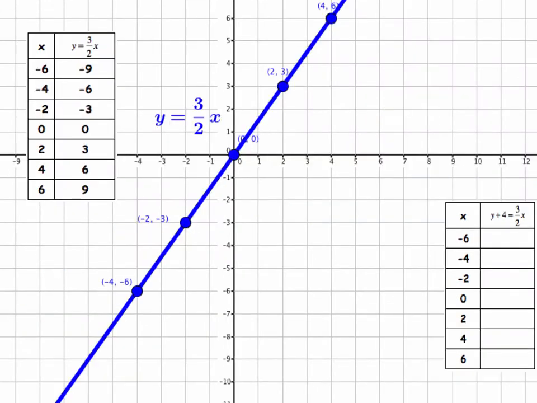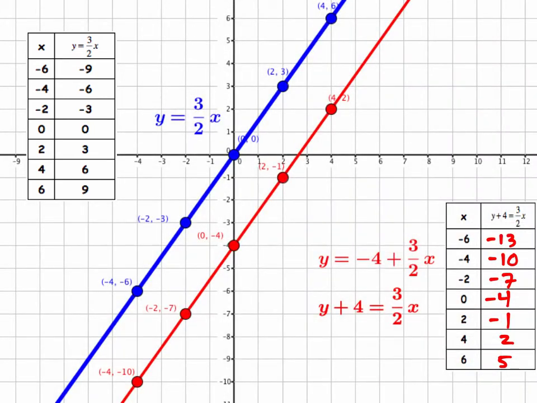Alright, last example. Here we've got the graph of y equals 3/2 x. It's got a slope of 3/2. The y-intercept is right on the origin at 0, 0. But why don't you take a moment to pause the video and please graph the new equation, y plus 4 equals 3/2 x.